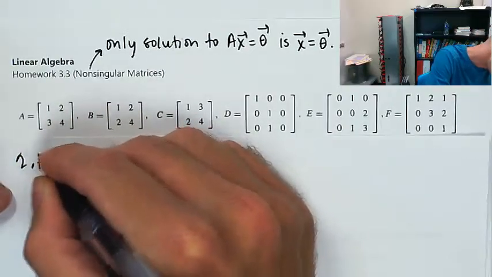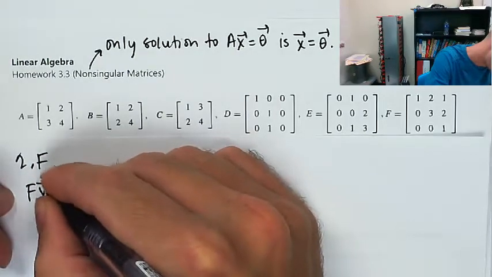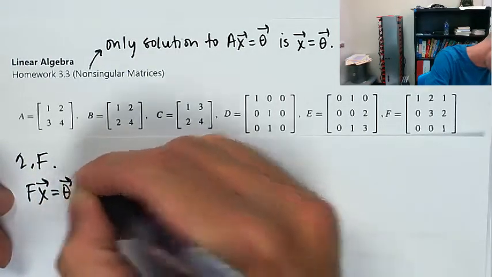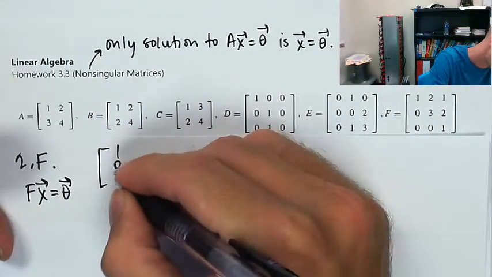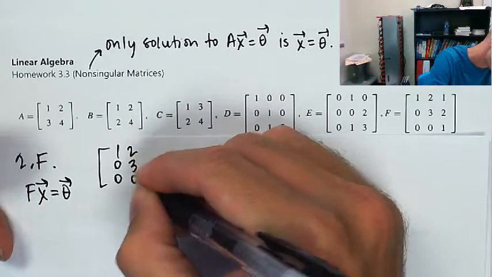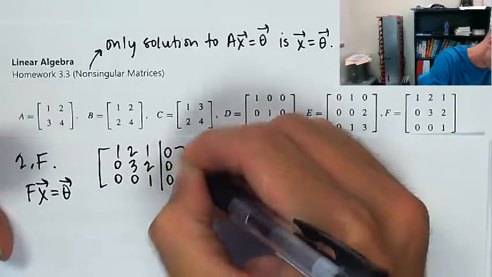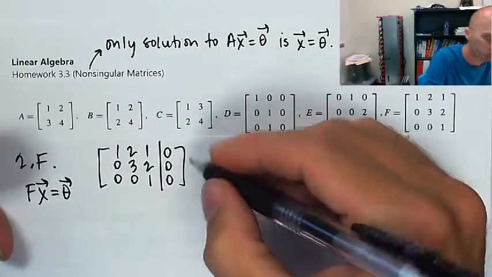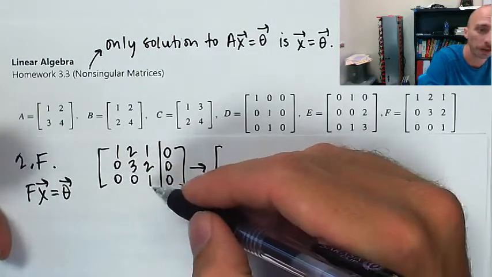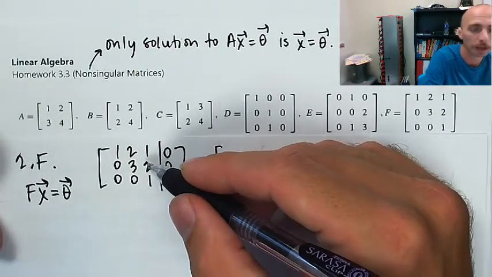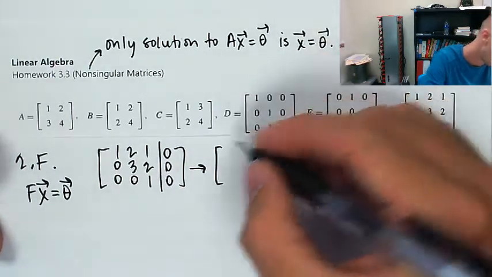So for 2f, that's where we are interested in solutions to the equation f times x equals 0. Okay, so I'm going to copy the matrix, augment with the 0 vector, and row reduce. Since I've already got this column cleared out, I'm going to start from down here. I'm going to take 2 row 3s and subtract from row 2, and 1 row 3 and subtract it from row 1.